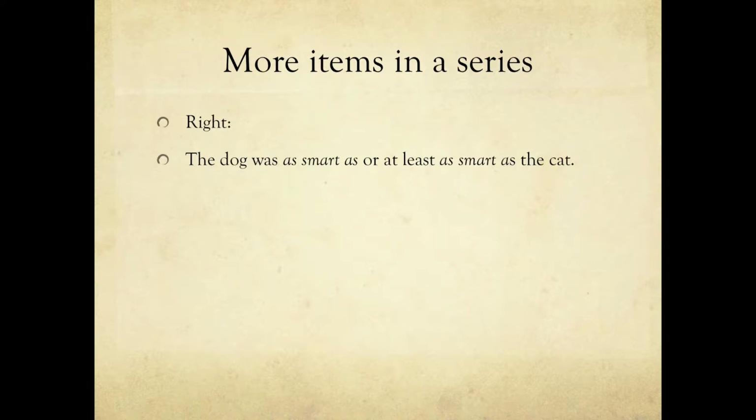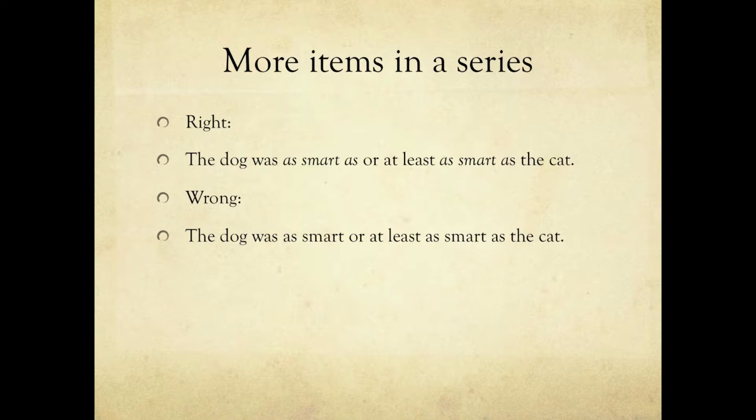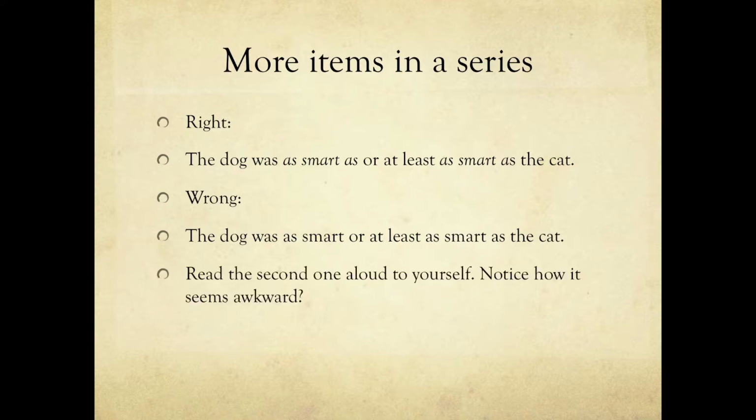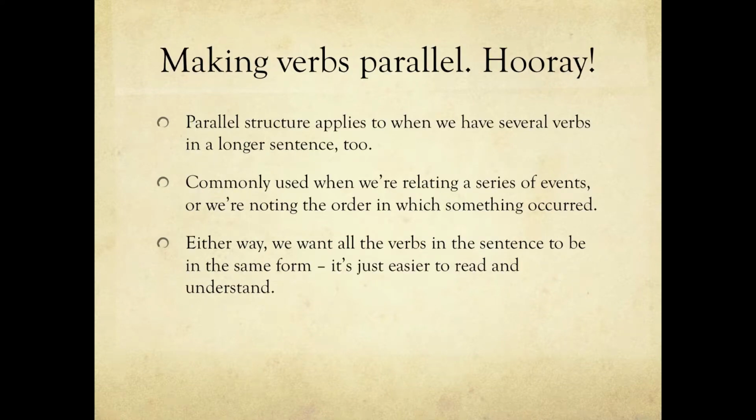And part of the way that we go about doing that is being sure that we have these conjunctions here, which is really what as is. As a conjunction, be sure that they're in the same form. We've got the same format for each of the items there that we're comparing. So here's the wrong one: the dog was as smart, or at least as smart as the cat. Okay, so we need as in there. Okay, so moving on here.